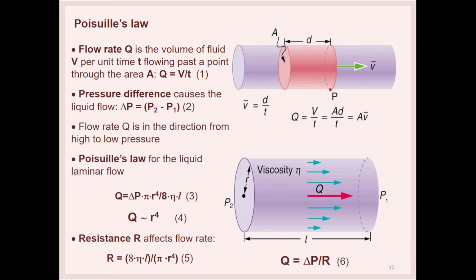Poiseuille's law may be simplified to a relation analogous to Ohm's law, as shown by formula 6. You can see an increase in pressure gradient causes an increase in blood flow, whereas an increase in resistance causes a decrease in blood flow. These two statements follow from this form of Poiseuille's law expressed by equation 6.